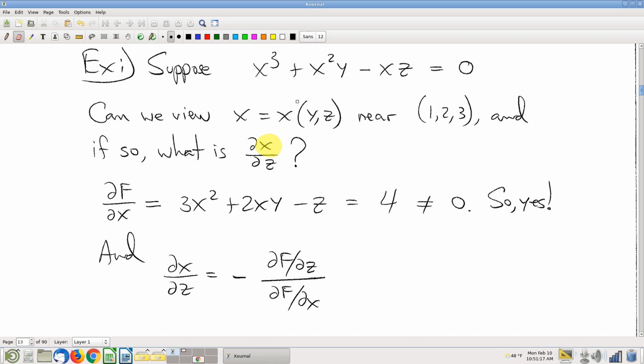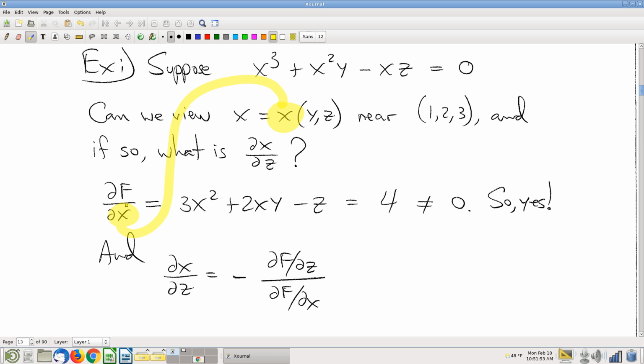So step number 1, we're going to have to view x as being a function. We're going to have to establish that we can, in fact, do that. And only after establishing that x is actually a function can we go on to talking about its derivatives. Okay. So step 1, implicit function theorem. First thing we talked about today. If you want to view x as being a function, you got to take the partial of f with respect to x, the variable that you want to view as a function.